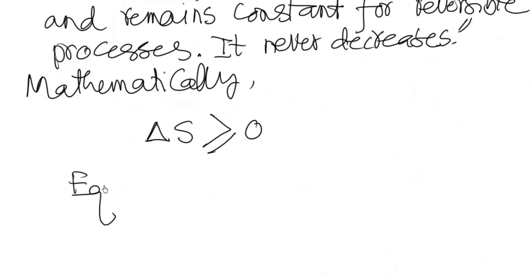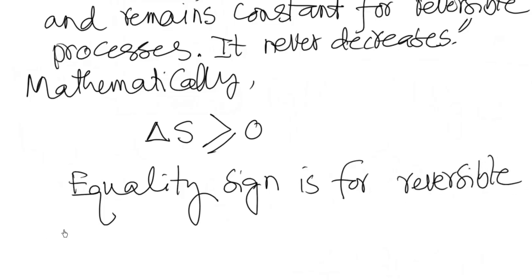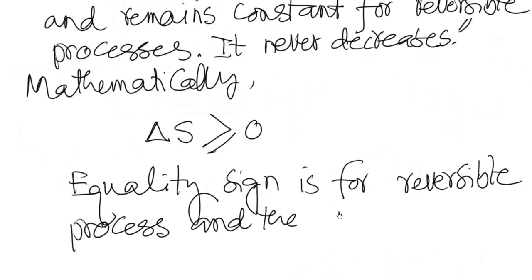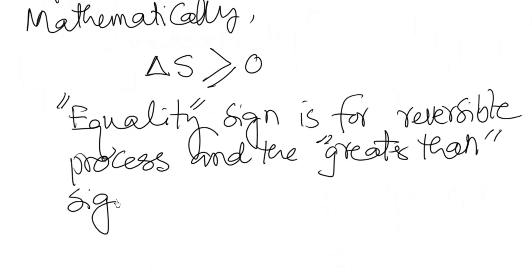The equality sign is for a reversible process and the greater than sign is for irreversible processes.